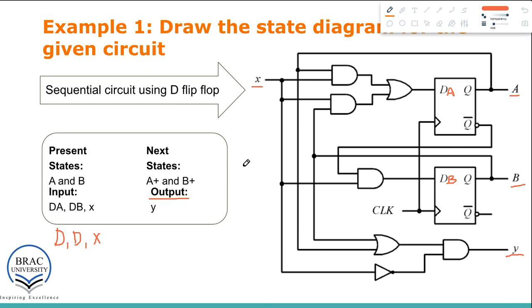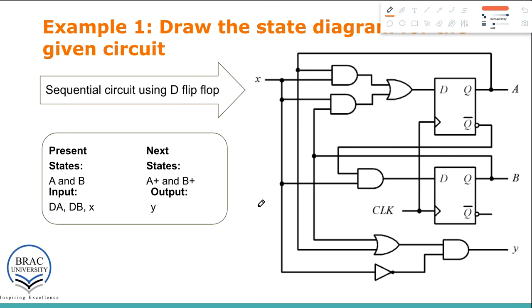Okay, just to recap, we have to find out these four specific things from the given circuit diagram. We have to find the present state, and the number of present states will be the same as the number of flip-flops. So two flip-flops, two present states. The present states are denoted using the variables given in the question, A and B, and the next states would be A plus and B plus. The inputs would be the flip-flop inputs and the external input, and the output is only the external output. So this is the very first part.